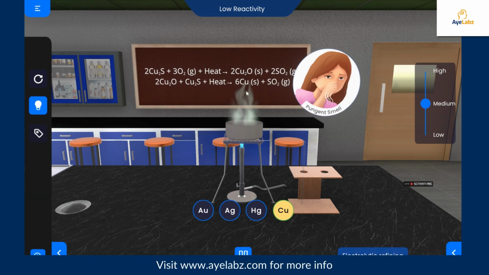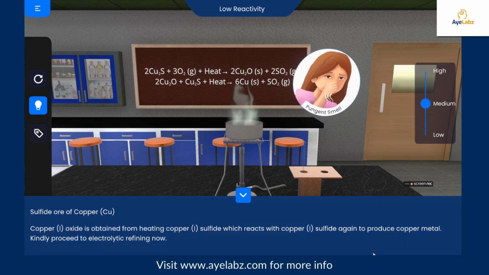As you can see, it is producing sulfur dioxide with a pungent smell, and by giving extra heat, it is producing copper. I'm using the glass rod to mix it well so that each and every part of the ore is getting heated for producing the copper as a metal. Once the process is done, we have to go to electro-refining to get purified copper.